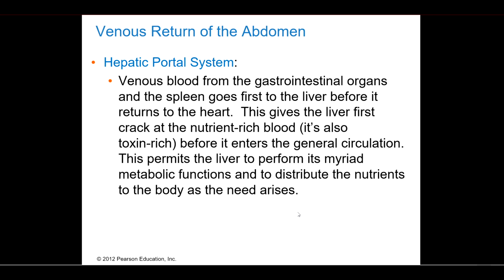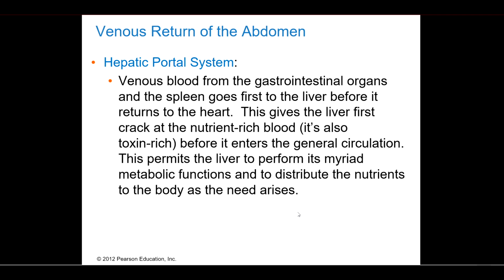If we didn't have this situation, right, this blood going to the liver first, we would have died a long time ago. So the system that's going to bring the blood from the GI organs to the liver is known as the hepatic portal system. Let me read this sentence here and then I'll show you a picture. It's probably easier to see on the picture. Venous blood from the gastrointestinal organs and the spleen goes first to the liver before returning to the heart.